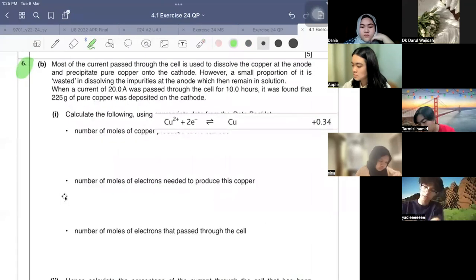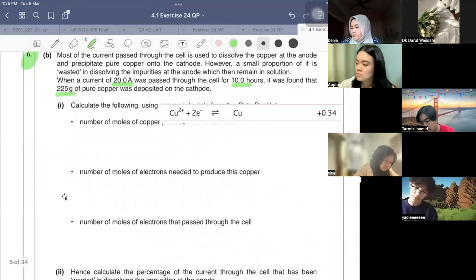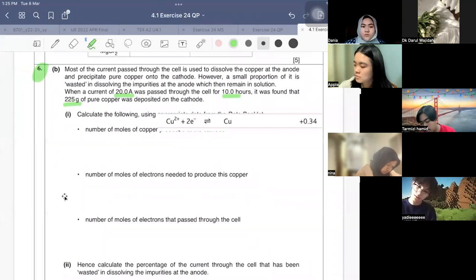We highlight the information that is given. Current 20 amps, time, which is 10 hours. You need to convert that to seconds. It was found that this mass of copper is being produced. Okay, so we follow what the question is asking for.